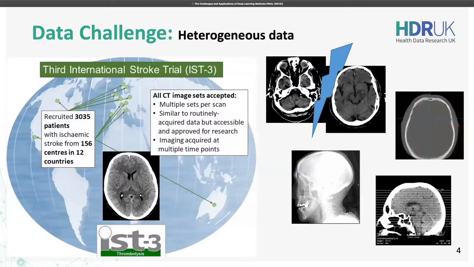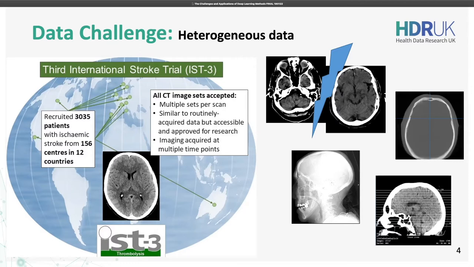So this image on the left shows you where we got our data from, which is IST3, the third international stroke trial. Now, the reason we've done this is because IST3 recruited a large number of patients, over 3,000, from 156 different centres in 12 countries over a decade. That means that they used lots of different CT scanners, lots of different patients. So we're getting a sense of kind of the real world here.